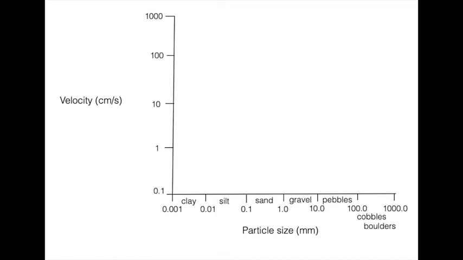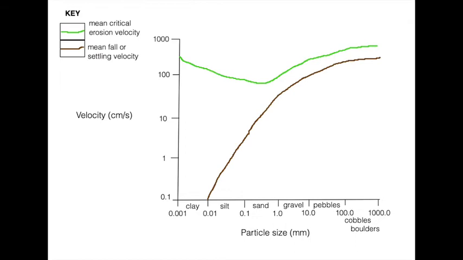The smallest particle shown is clay, followed by silt, sand, gravel, pebbles, as well as cobbles and boulders being the largest. Now this is what the basic graph for the Hjulstrom curve looks like. The brown line represents the mean fall or settling velocity, and the green line represents the mean critical erosion velocity.